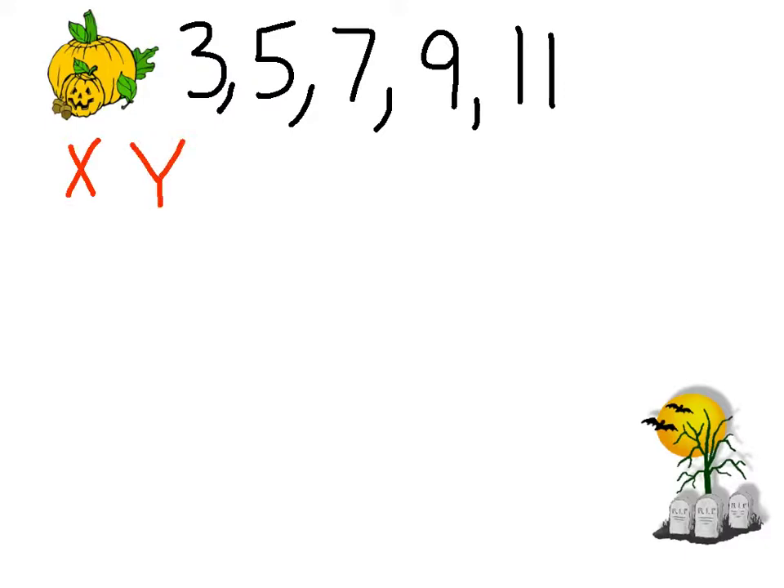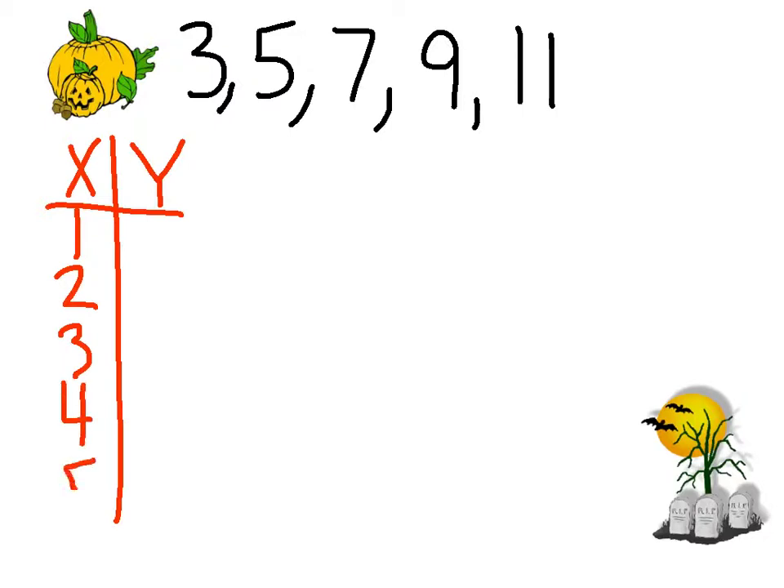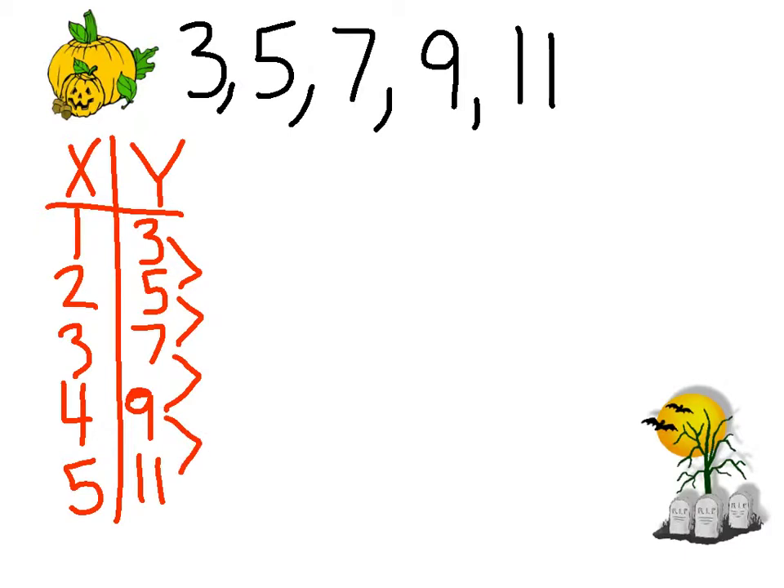We're going to go ahead and put these into a table. So we have 1, 2, 3, 4, and 5 for our x values. For our y values, 1 will correspond to 3, 2 will correspond to 5, and so on. Let's fill out our table. Next, we need to find the difference between our y values. 5 minus 3 is 2, 7 minus 5 is 2, 9 minus 7 is 2, and 11 minus 9 is 2. That means we are going to have some number times x plus another number is equal to y.